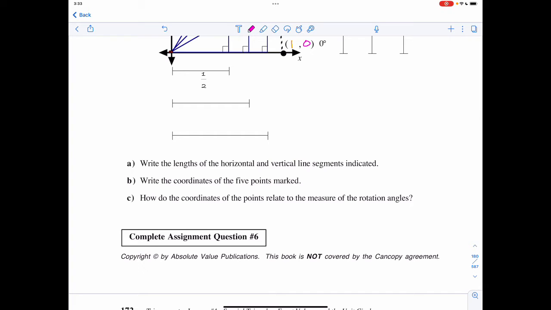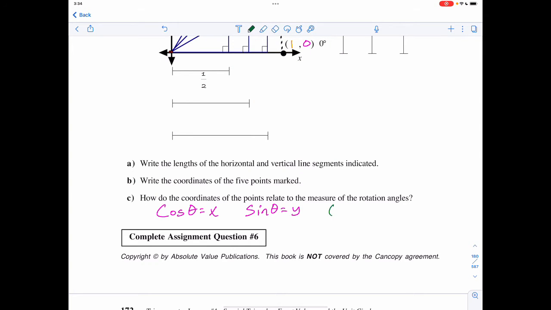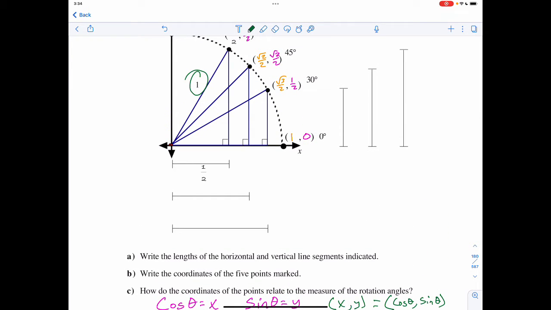How do the coordinates link to the measure of rotations? Cos of theta is equal to x. Sine of theta is equal to y. So I can state that the coordinates on the unit circle, x, y, are equal to cos theta and sine theta. Now remember, this only works if my R value is 1, which it always is on the unit circle.